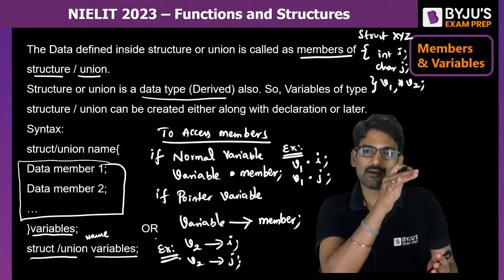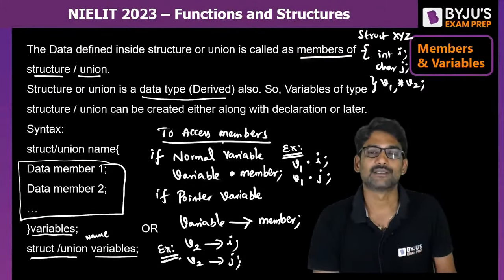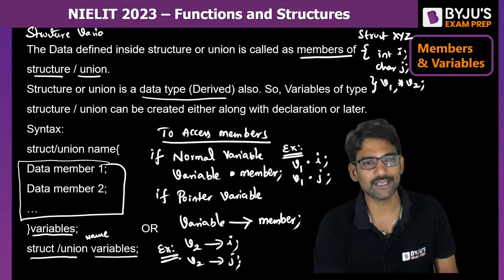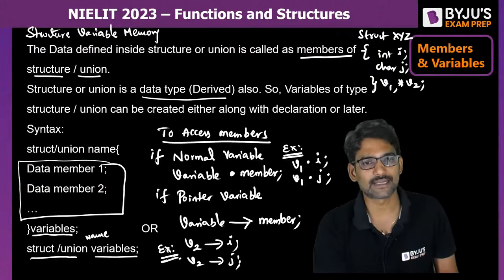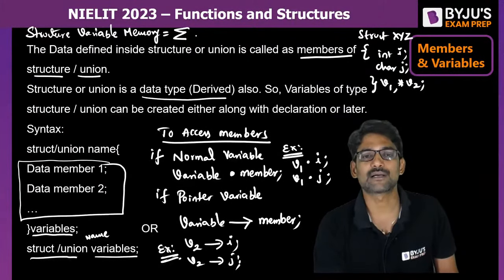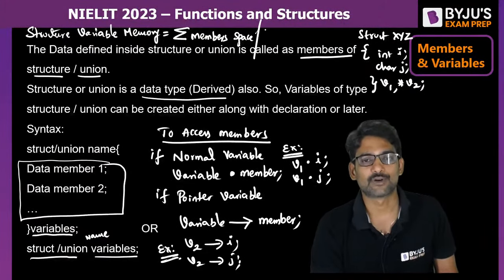Sir, you are always carrying structure and union together. Is there any difference, sir? What is the difference? For a structure variable, the memory allocated for each structure variable is the sum of all its members' space, whereas for a union variable, it is the max of the members' space.